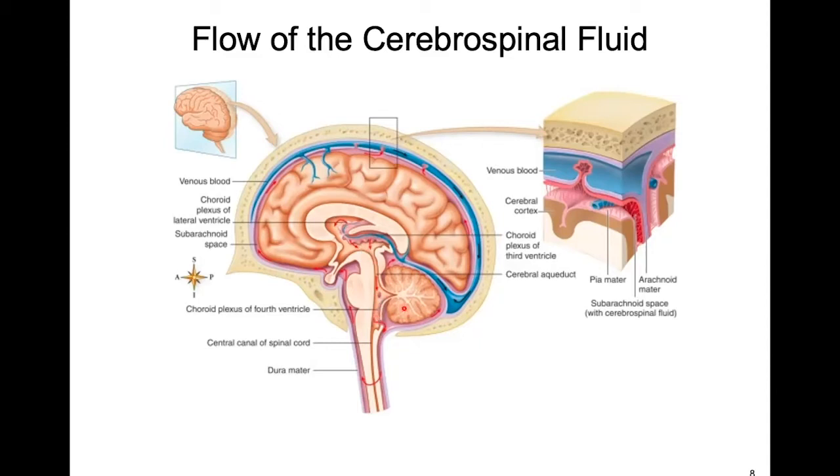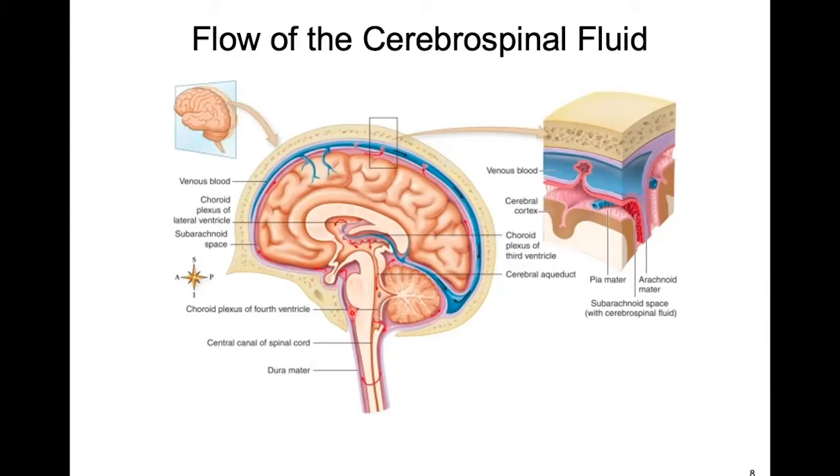Now take a look here at this cross section, and let's blow this image up. Here you are looking at the subarachnoid space between the arachnoid mater and the pia mater. You can see here that there is a connection between the fourth ventricle and the subarachnoid space, which can then allow for cerebrospinal fluid to circulate around the brain.